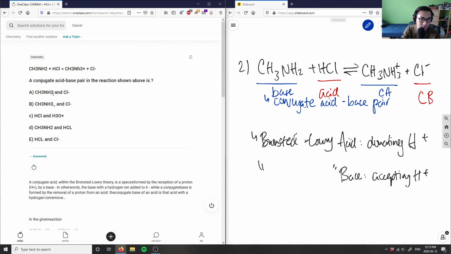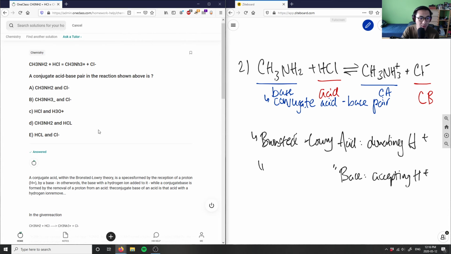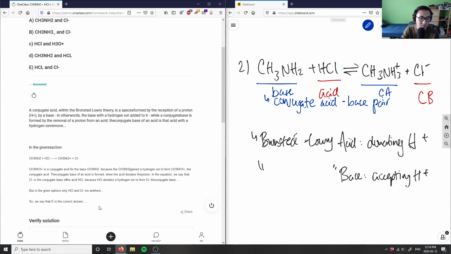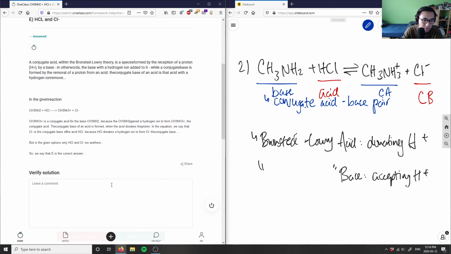And all I'm going to have to do is look at these guys here, right? I'm just looking at which one fits the criteria. This one is not correct. This one's also not correct. This one's also not correct. This one's not correct. And E here has to be my final answer, right? HCl is my acid, and then the conjugate base would be my Cl minus here. So we say E here is the correct answer. So the solution here is correct.